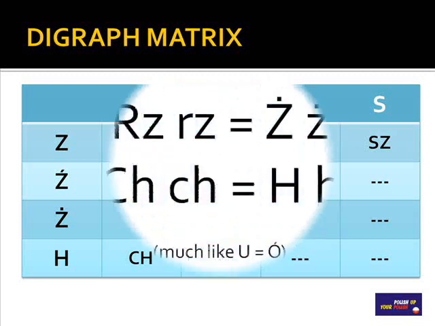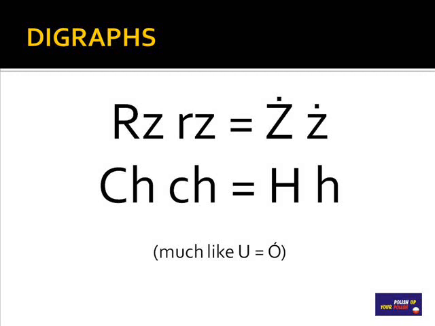Just take a look at those 2 digraphs. Here they are. R and Z is the equivalent of letter Z with a dot. Alright. R and Z, this is the same sound as letter Z with a dot. Simple as that. And letter C and H, very popular in plenty of languages actually, stands in Polish for letter H itself, much like U and O with this slash. So right off the bat, this is the simplest thing that can be.